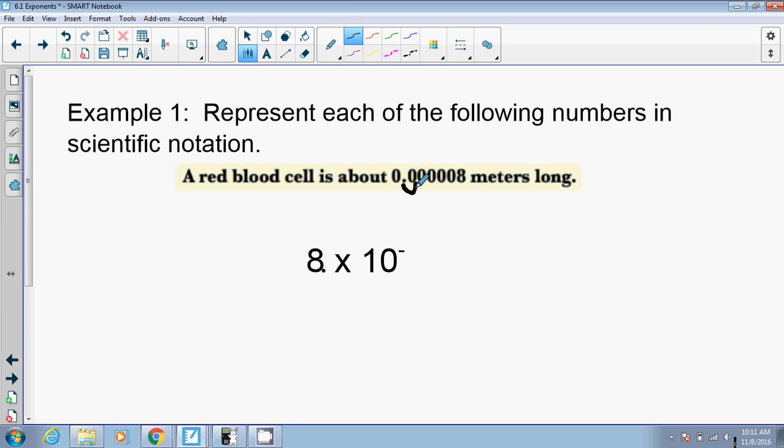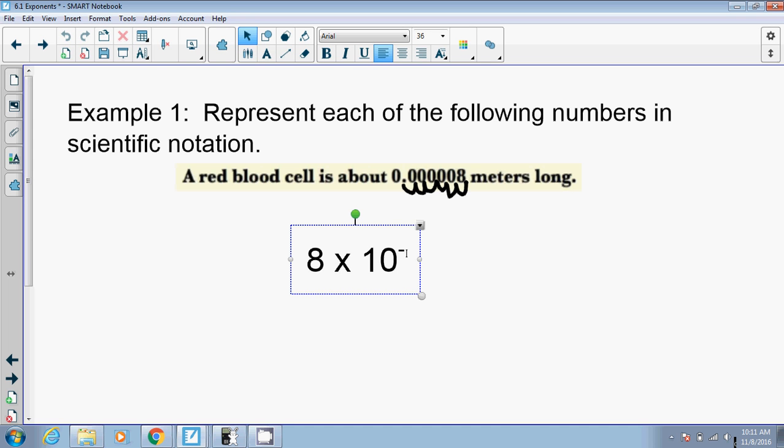1, 2, 3, 4, 5, 6. So I know I had to move the decimal 6 times before I got to the place where the decimal was after the 8. So because I moved it 6 times, I'm going to put an exponent of 6. But really remember that exponent is -6 because it's a decimal, it's an extremely small value.